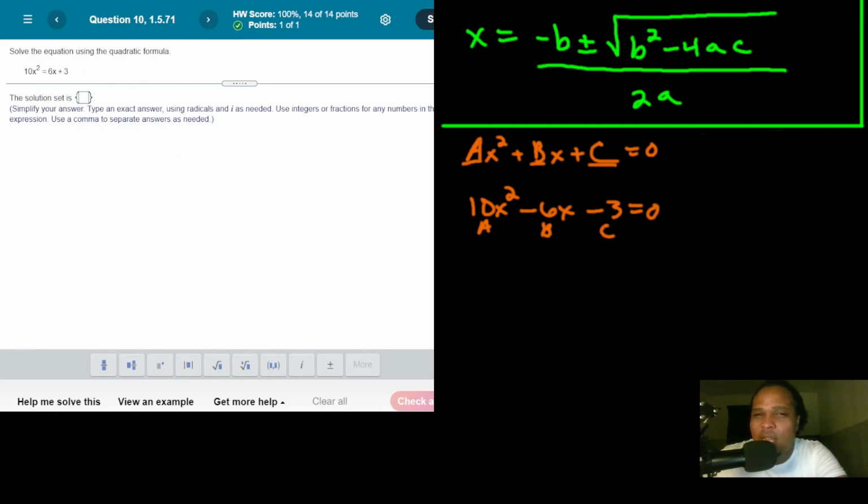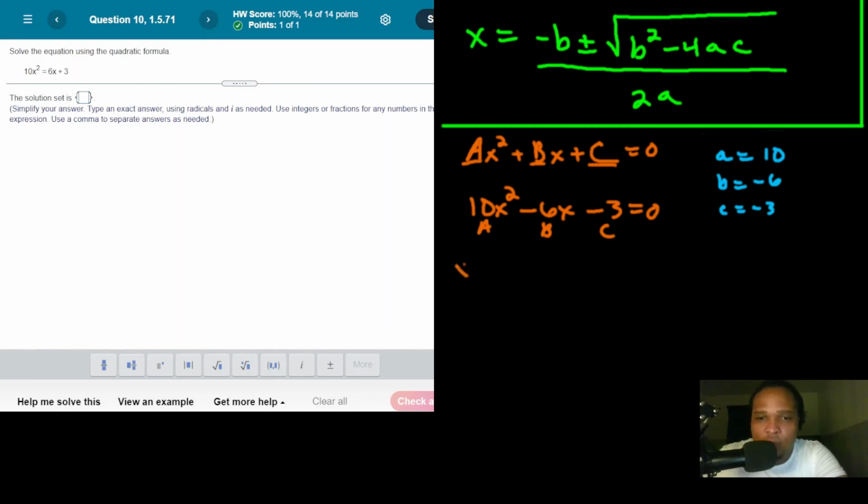So just to be really nice and neat, I'm going to go ahead and write down that our A term is equal to positive 10. Our B term is equal to negative 6. And our C term is equal to negative 3. So all you do is apply this to your formula and we're good. Now, the worst case scenario is that we have a pretty big number inside the radical, but it's okay. They're always solvable. Okay, so let's go ahead and start plugging some stuff in.